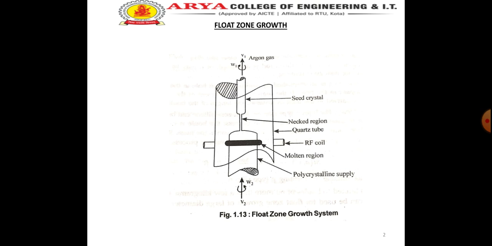In float zone growth, a rod of high purity polycrystalline material is held in a chuck while a metal coil driven by a high power RF signal is slowly passed along its length. The field set up by the RF power induces eddy currents in the rod. These eddy currents lead to Joule heating. The coil power is such that the part of the rod closest to the coil is melted.